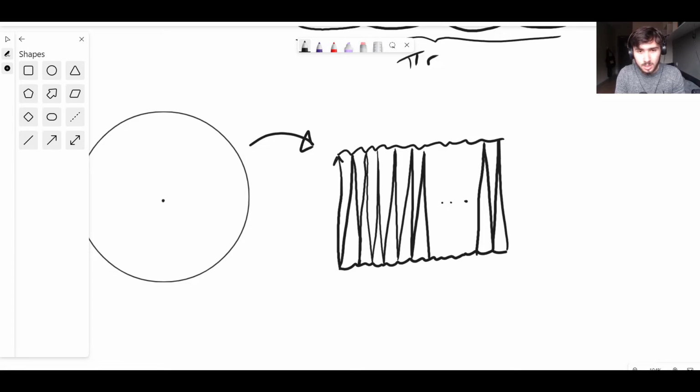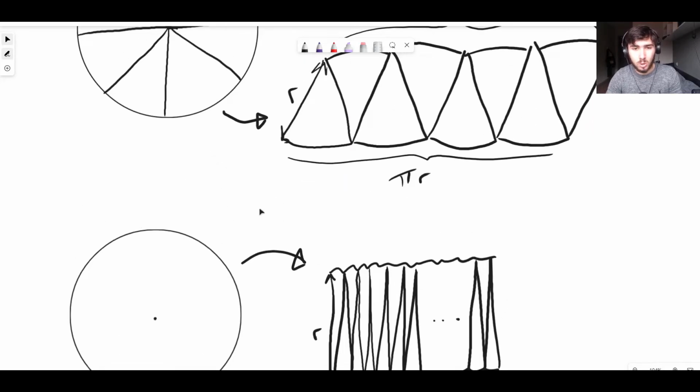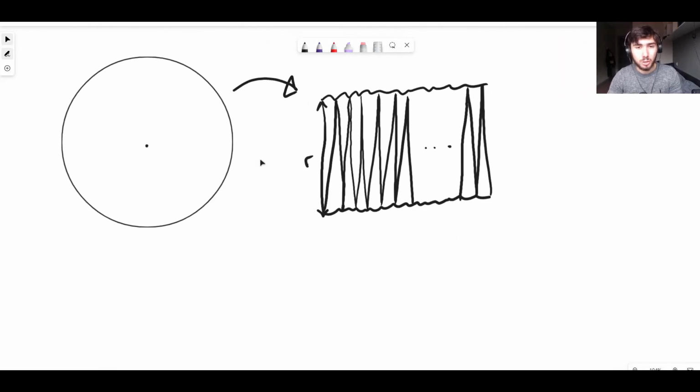Well, this length here is still r, right? Because this is the same pizza. It still has a radius of r. So it's the same length as in the top one as well. Same shape. Okay, and this is still pi times the radius, right? Of course, and so is this length down here. It's still pi times the radius.